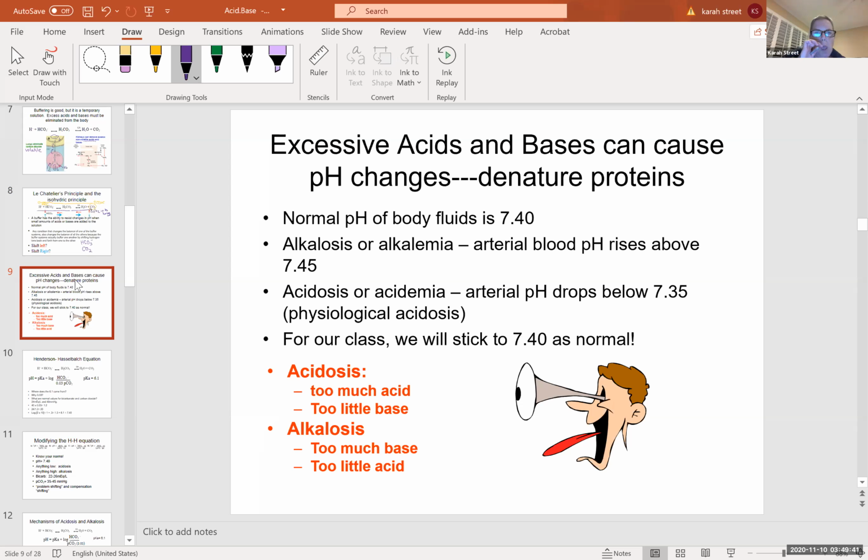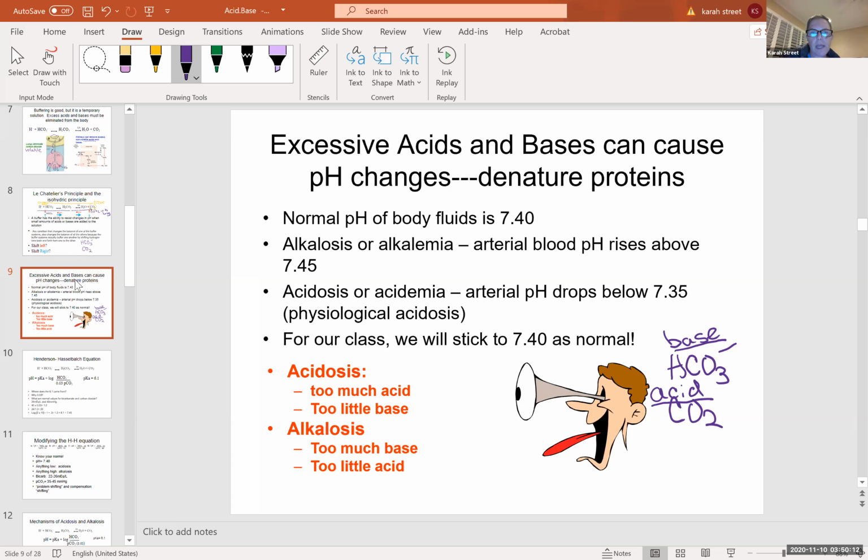Okay, so our variables, like I said, are bicarbonate and CO2. Those are the two things we monitor in a clinical setting. Now, here's something else you need to know. Bicarbonate is the base. And CO2 is the acid.